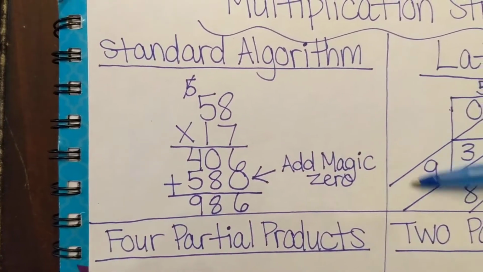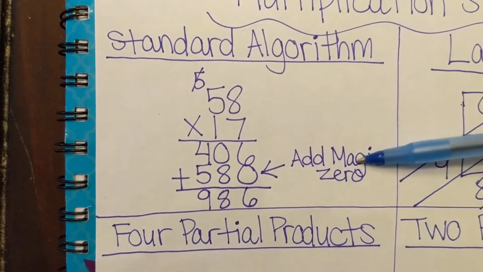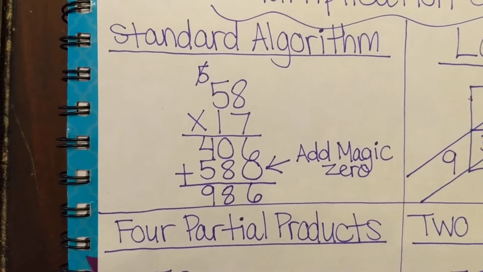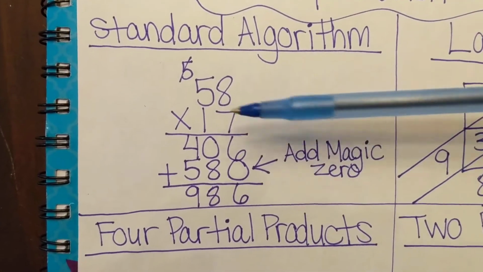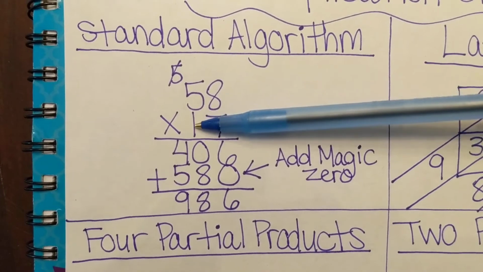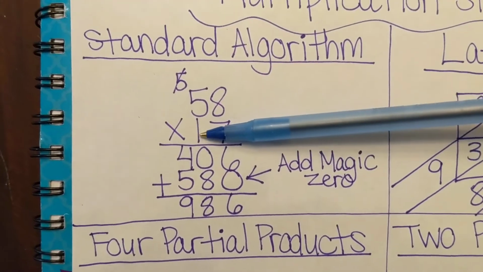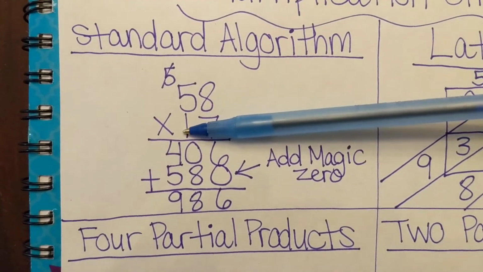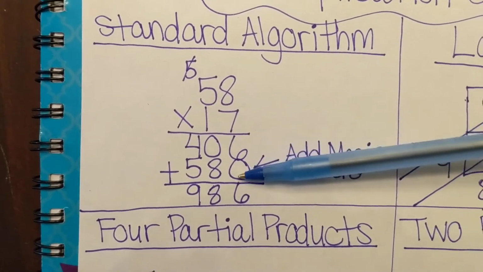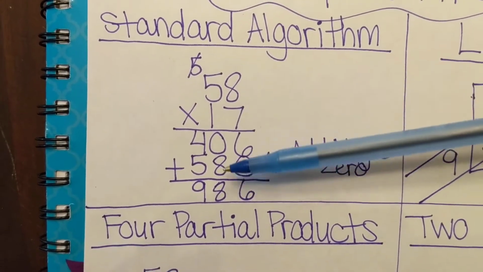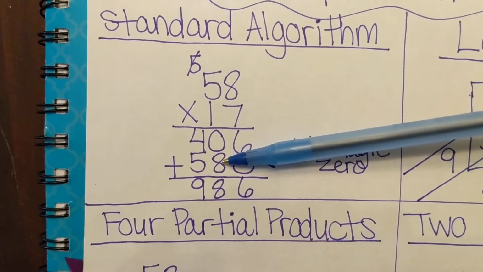Now, very important step is we have to add that magic 0. I've told you guys this time and time again. I'm sure you'll not forget it. But what we have to remember is I'm going to tell you that we do 1 times 8, but we're not really just doing 1 times 8. We're really doing 10 times 8. So that's why we always put in that magic 0. So we do 1 times 8, which is 8, and we write that down. We don't have anything to carry.